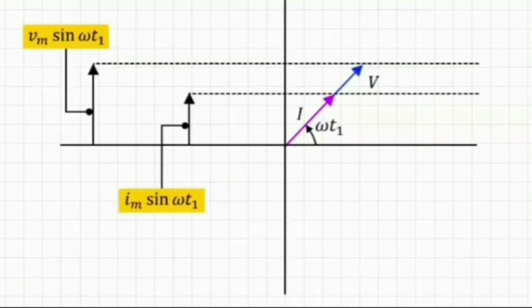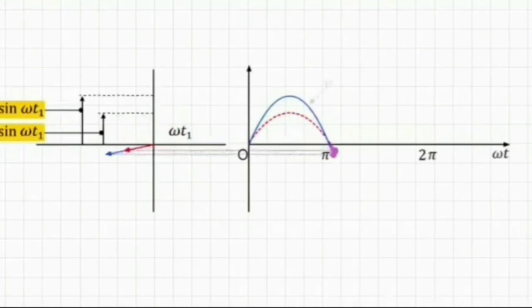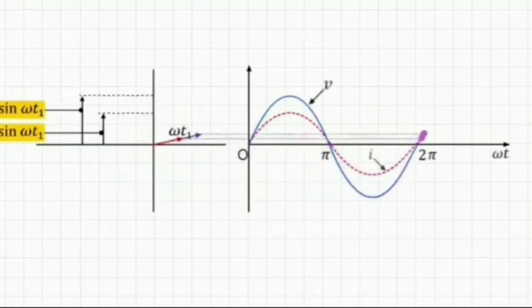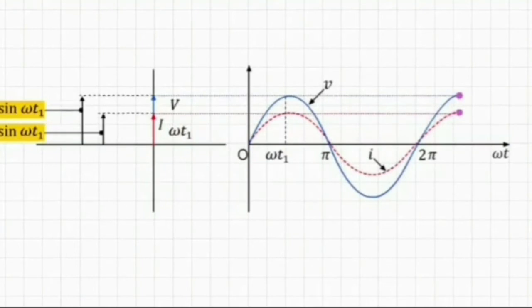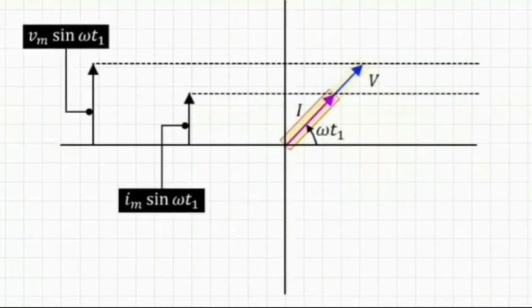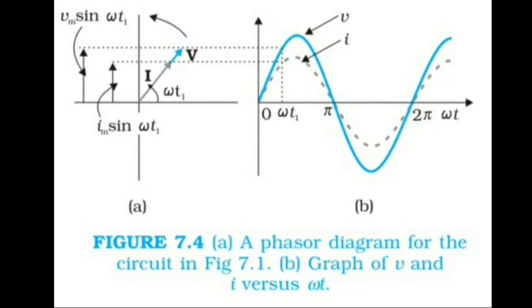So those two phasors are represented as shown in the figure. That means both the voltage and current are along the same direction. The blue line stands for voltage and the pink line stands for current. As they rotate, this is how they generate that voltage and current. So this is the phasor diagram representation. At any moment, the projection on the y-axis gives Vm sin omega t and Im sin omega t. This is the phasor diagram given in the textbook.